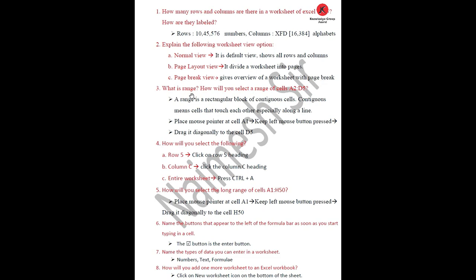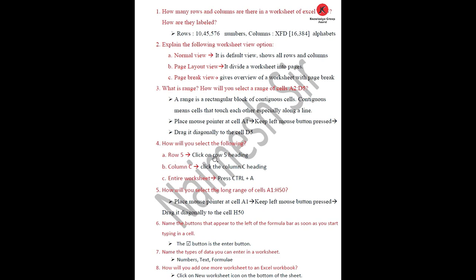What is a range? How will you select a range of cells A2 to B5? A range is a rectangular block of continuous cells. Continuous means cells that touch each other along a line. For the selection, place the mouse pointer at the first cell, keep the left mouse button pressed and drag it diagonally to the last cell.